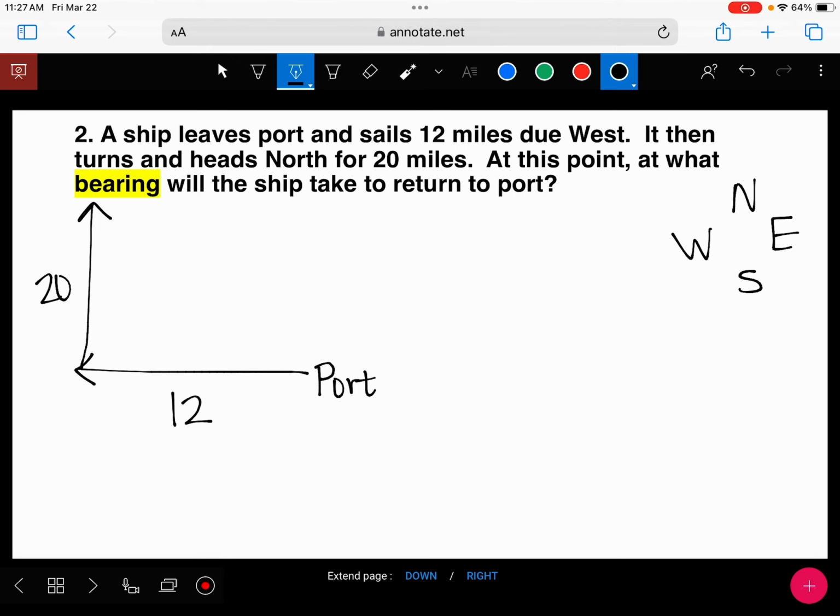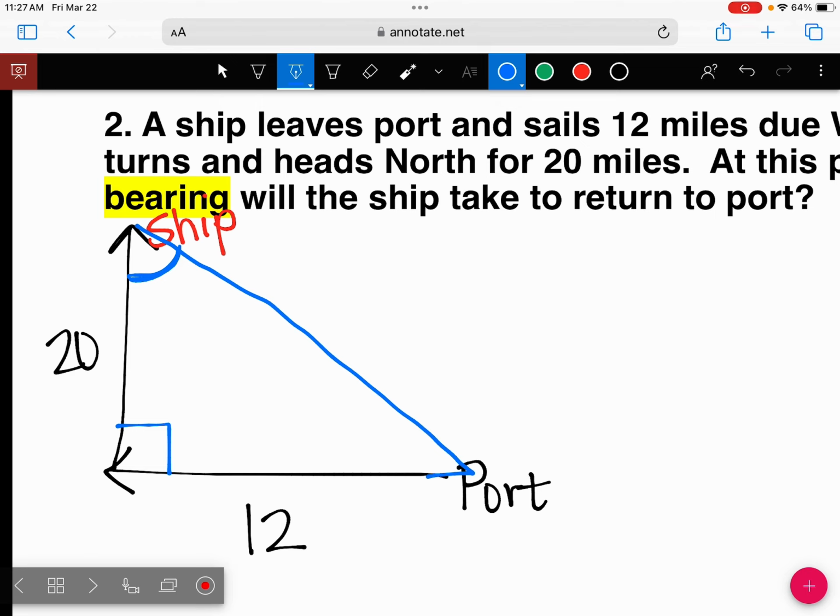So this is where we started. So we started at the port. So this is my ship. Because the ship is going north, when it makes its turn to head back to the port, do you see how this angle where the ship is already at the north? So I don't need to make my upside down triangle. Okay, so that is my bearing. So go ahead and find the bearing. That angle right there.